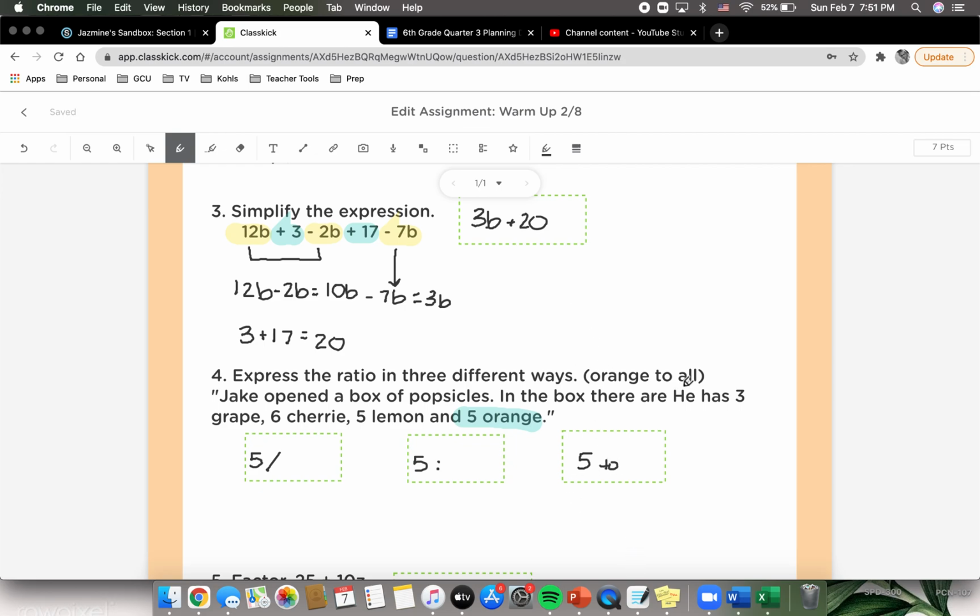And then we want to know the total for all, so we have to add all of them together. So we know 5 lemon plus 5 orange equals 10, plus 6 cherry gives us 16, plus 3 grape gives us 19. So it would be 5 over 19, 5 colon 19, and 5 to 19.